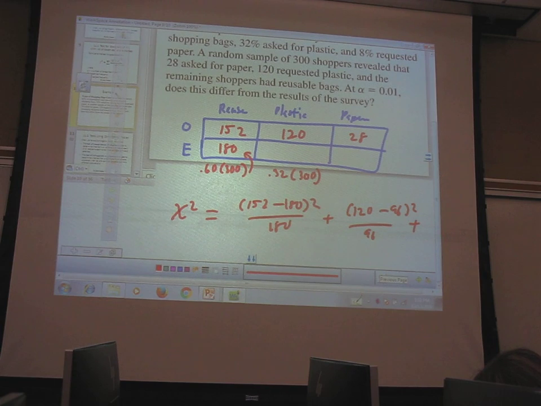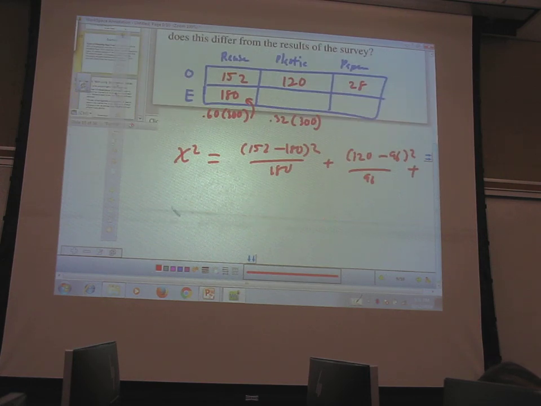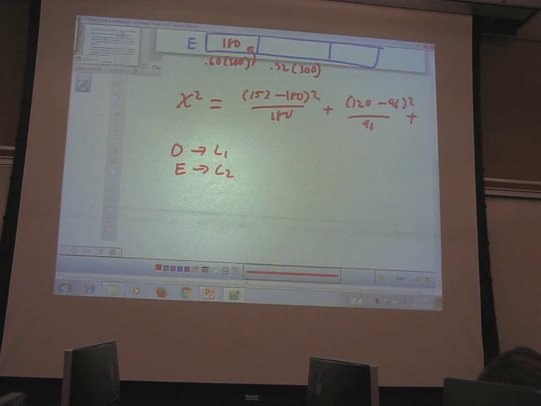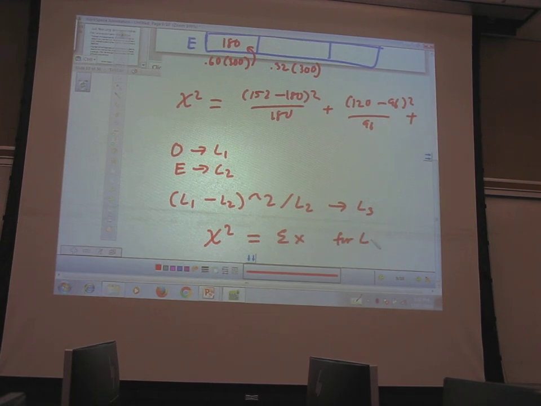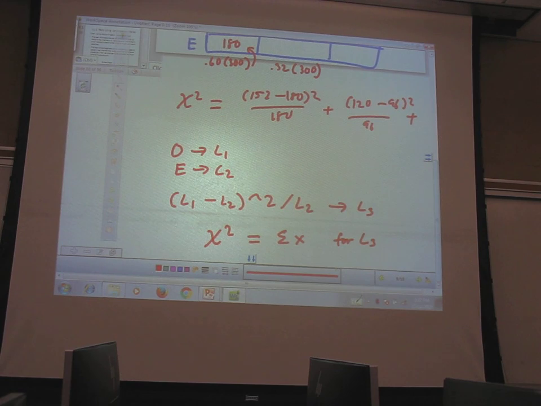List 1, list 2, and then list 3. Should we write that out? Yeah, let's write it out. Your observed values go into list 1, your expecteds go into list 2, and list 1 minus list 2 squared, divided by your expecteds, list 2, goes into list 3. Then you're not done yet. Your chi-squared is equal to the sum of the x's for list 3. This is 11.1.